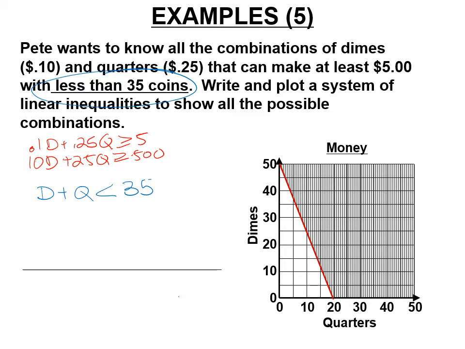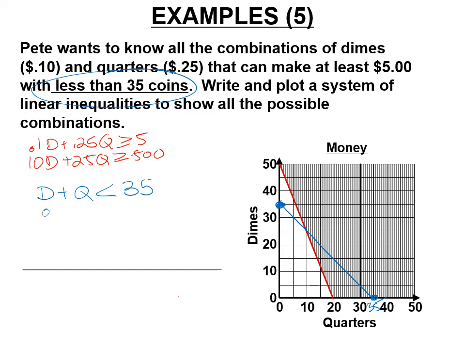Now let's understand. So we could have 0 dimes. I'm going to do the intercepts here in my head. If you have 0 dimes, then you're going to have 35 quarters, right? That would be over here. If I have 0 quarters, I would have 35 dimes. So then I have to connect those two, right, on this graph.